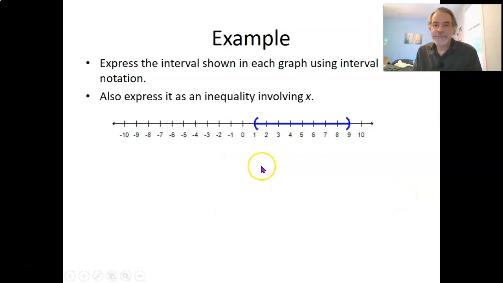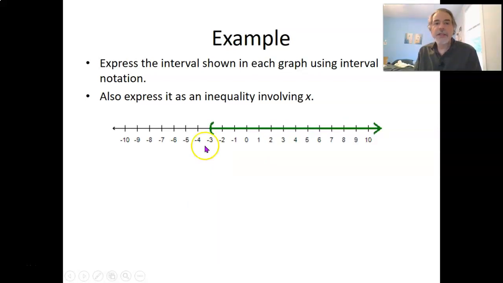How about this one? This would be the interval from 1 to 9. This time we have the round parentheses to show that we're not including the 1 or the 9, just all the numbers strictly in between. We call this an open interval, the open interval from 1 to 9. And we can write this as x being strictly between 1 and 9. 1 is less than x is less than 9.